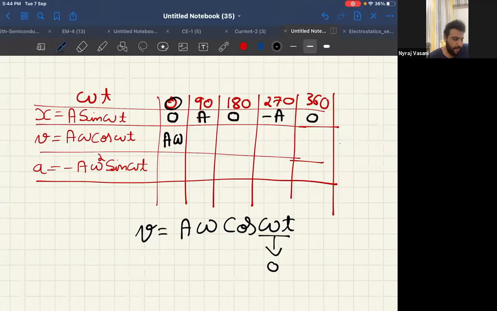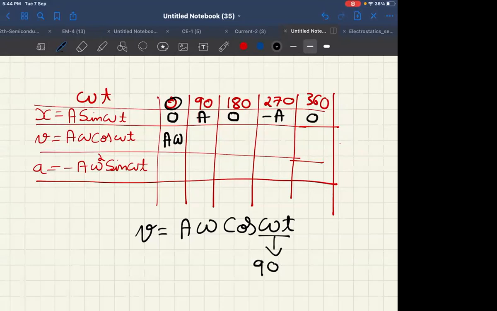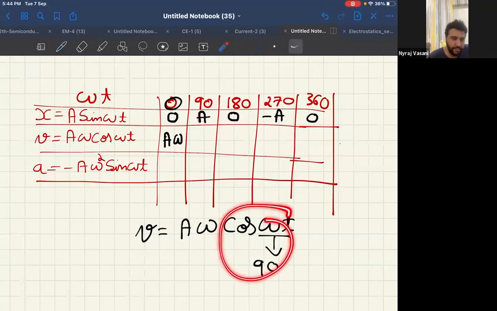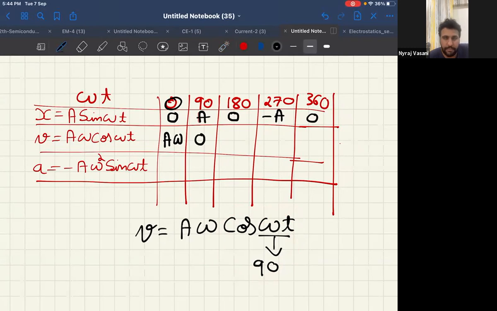Now, if I put omega t equal to 90, tell me what happens. Cos 90 will become 0. Therefore, cos 90 is 0. Therefore, can I say the whole term will be 0?